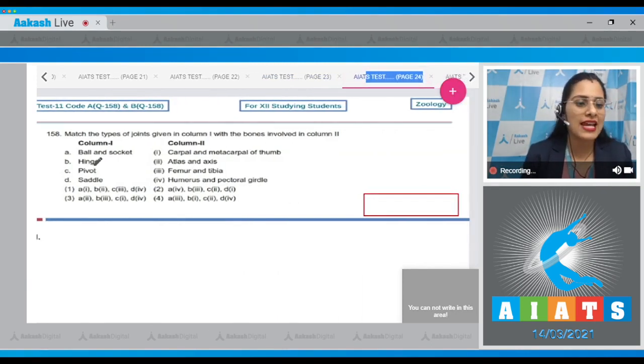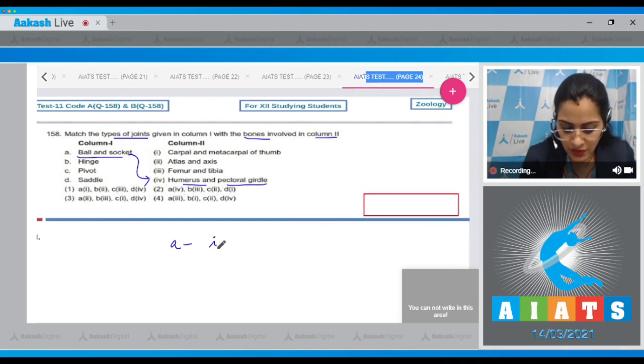Question number 158. Match the types of joints given in column 1 with the bones involved in column 2. In column 1, the very first option given is ball and socket, and it is a type of joint present between humerus and pectoral girdle. So A in column 1 matches with the fourth option in column 2. The second option in column 1 is hinge joint, and it is present between femur and tibia. So B in column 1 matches with the third option in column 2, and this forms knee joint.